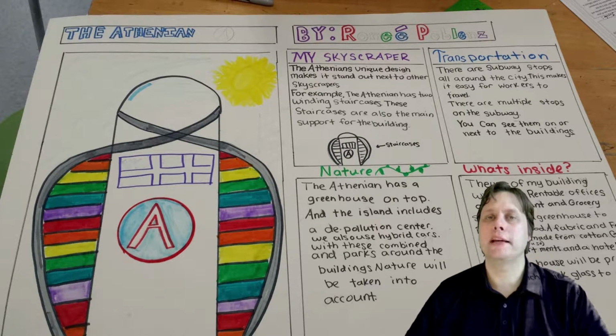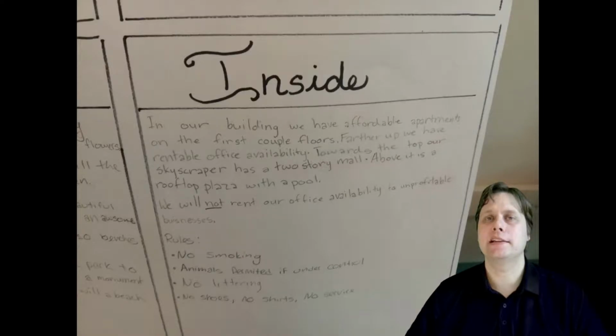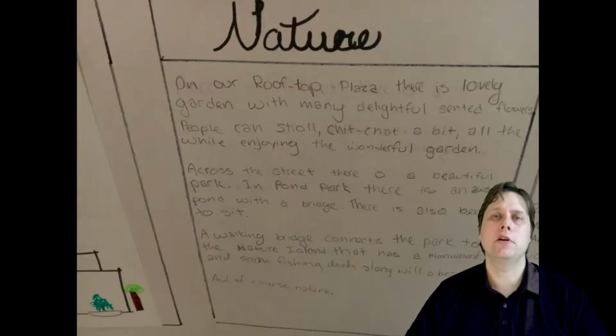Basically, they're just going to write about their skyscraper. In each of the boxes, they should write at least 4 sentences. The picture of the skyscraper should be detailed and colorful. And again, we go through all these requirements with the kids in the video.